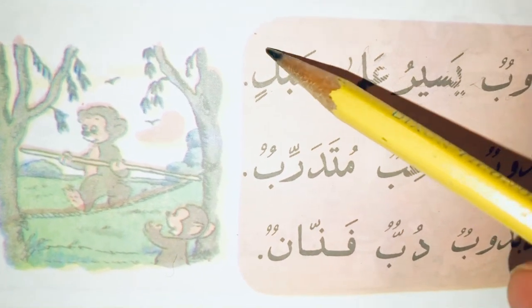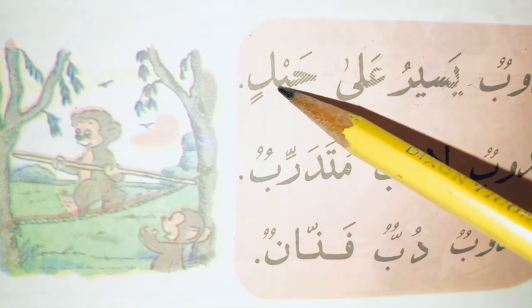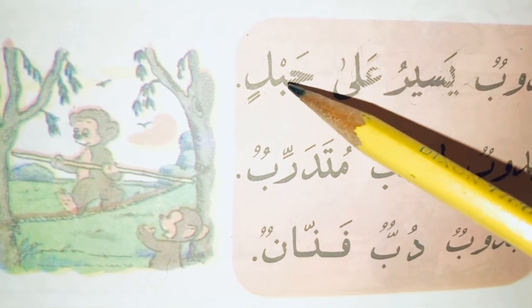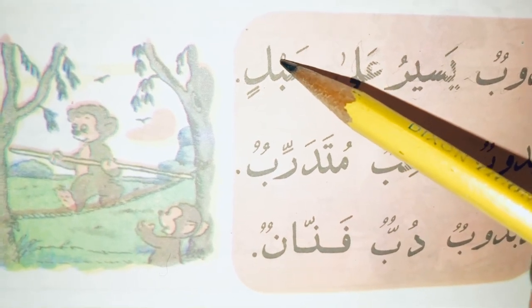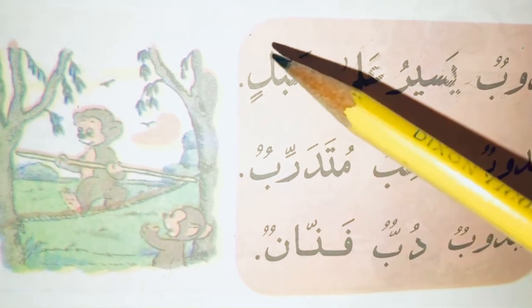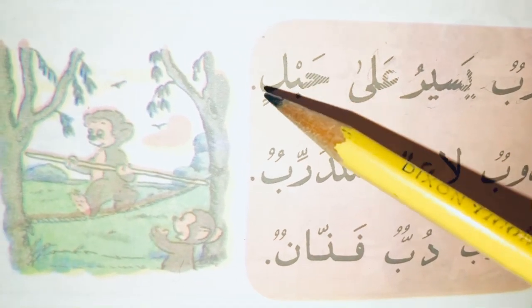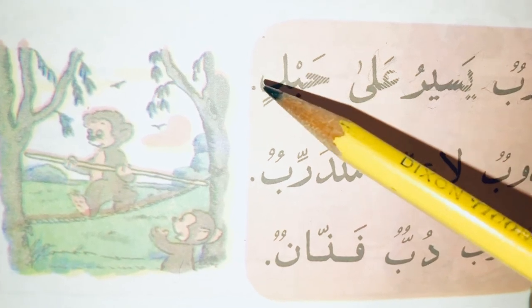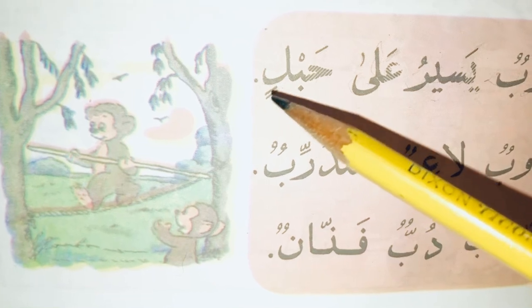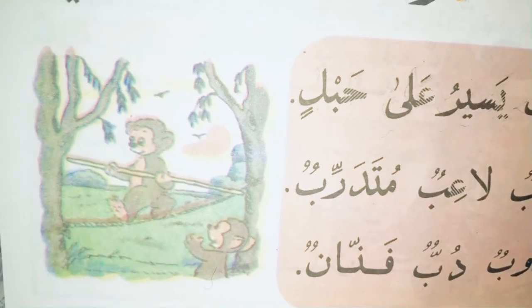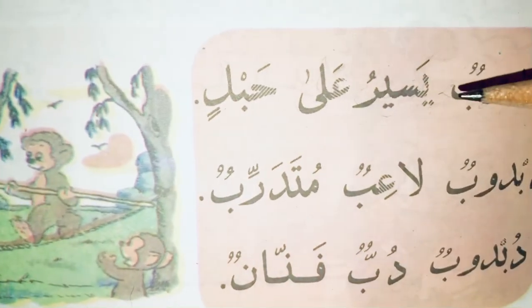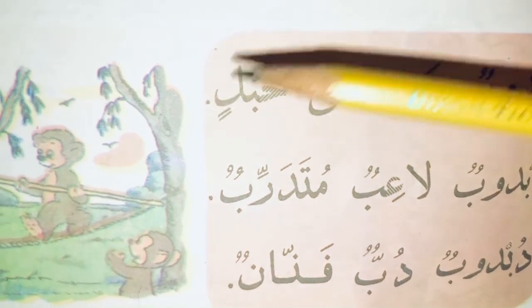Hablin. This is ha, ba, lam. One dash on top. B with sukoon, with one period in the bottom and sukoon on top, like a little zero. Lin, this is lam. Lin, this is tanween al kasr, two dashes in the bottom. Just read with me. Dubdubun yasiru ala hablin.